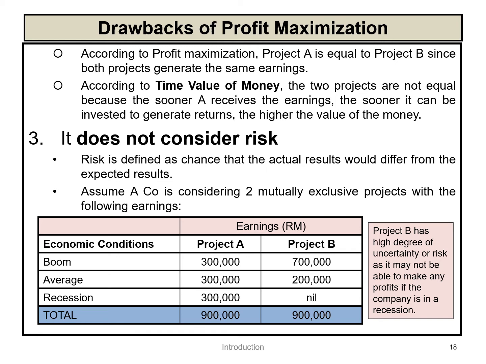If you look at the example, for project A, under each economic condition, booming, average economy, and recession, it has an equal amount of income, whereas project B can only generate a huge income when the economy is booming, and there is none during recessions. So you can see here that project B has a high degree of uncertainty or risk, as it may not be able to make any profit if the company is in recession.